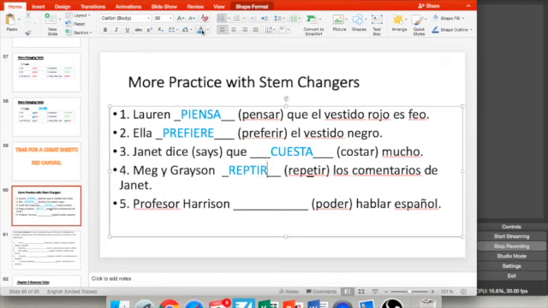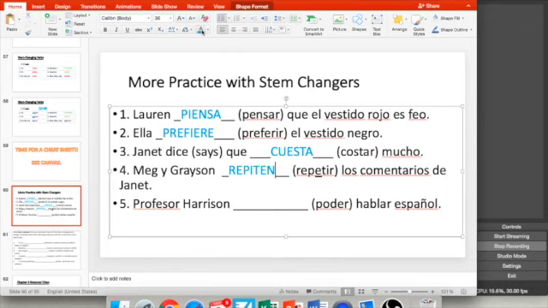I next need to chop off my IR in repetir. And as I've done that, I need to decide about Meg and Grayson. Well, would Meg and Grayson be I, you, he, she, we, or they? Meg and Grayson would be they. So my bottom right box, I need to add an E in. Meg y Grayson repiten los comentarios de Janet.